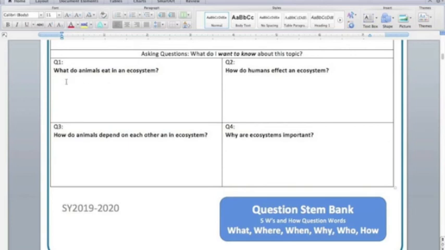My question 1 was, what do animals eat in an ecosystem? My question 2 is, how do humans affect an ecosystem? My question 3 was, how do animals depend on each other in an ecosystem? And my question 4 is, why are ecosystems important? And again, that's just going to be at the very end. We'll come back and see if we can answer. I'll answer my own questions, but you will answer the question that you wrote down that you had for day 1.